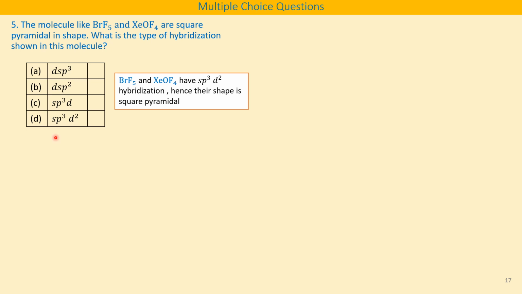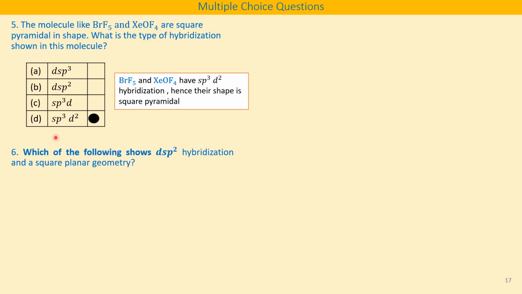BrF5 and XeOF4 have sp3d2 hybridization. Hence, their shape is square pyramidal. So, the shape of BrF5 and XeOF4 is square pyramidal with sp3d2 hybridization. This option is given as option D, and you please mark it.